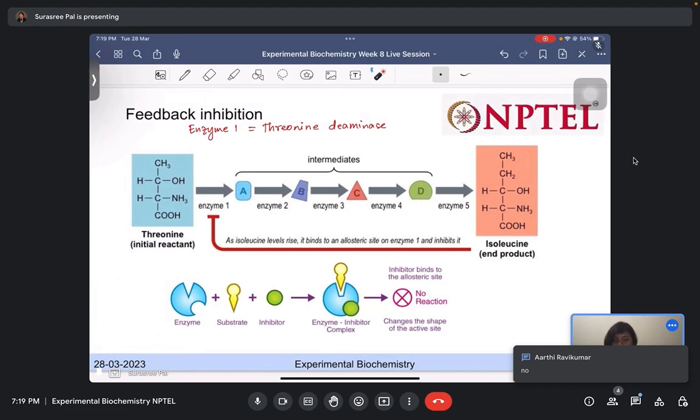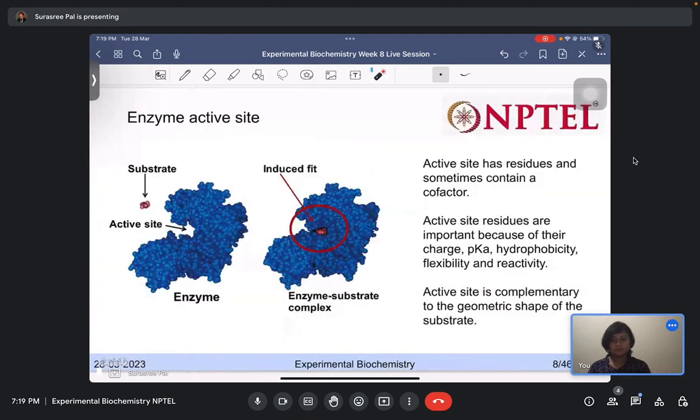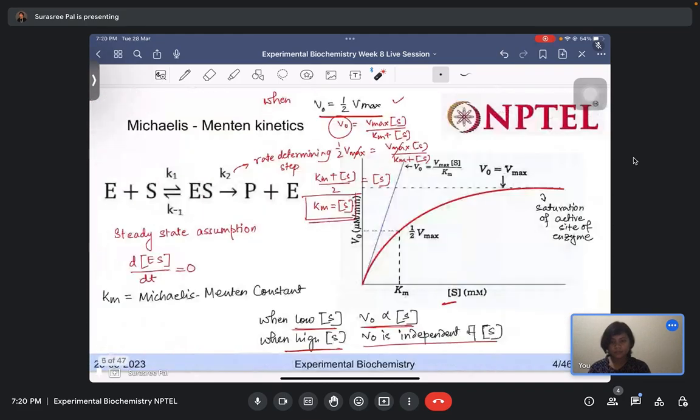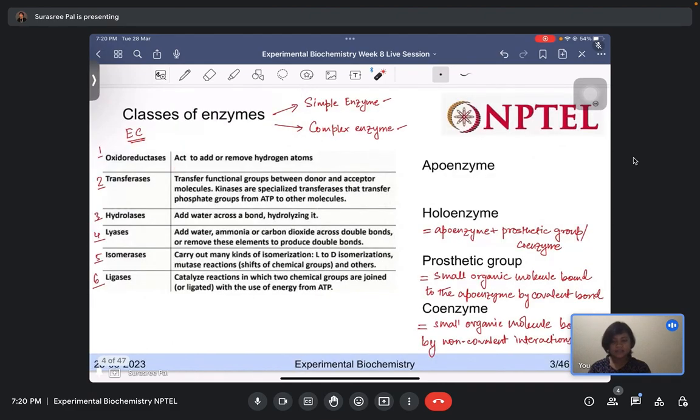So that was all about today's discussion. We discussed the enzyme catalysis and how an enzyme works as a catalyst. It reduces the activation energy of the transition state, and there are several classes of these enzymes.